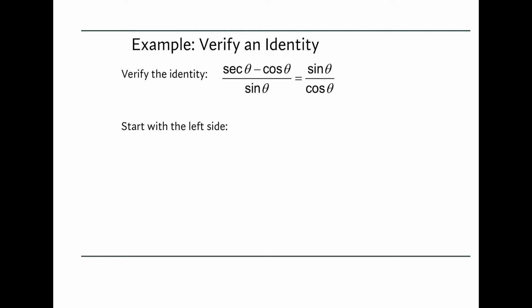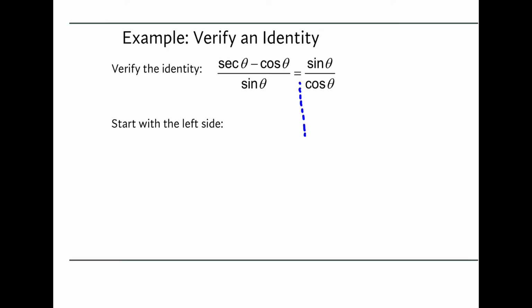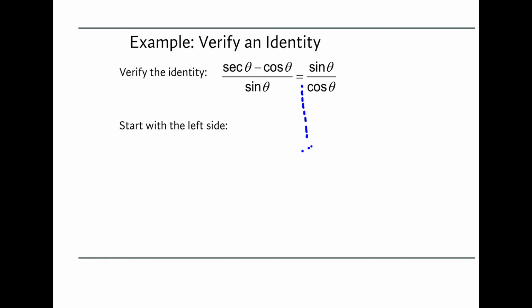Here's another one that we're going to try to verify. And it doesn't look like we have a whole lot to work with here, right? But I'm going to start with the more complicated side, again, which would be on the left. And I'll write out things that I know. For example, I know secant has a relationship with cosine. It's equal to 1 over cosine. And then we have minus cosine theta, which is cosine over 1. And this is sine theta down here.